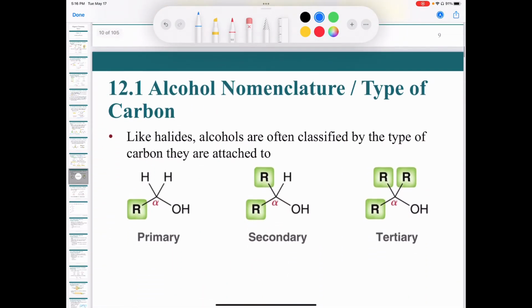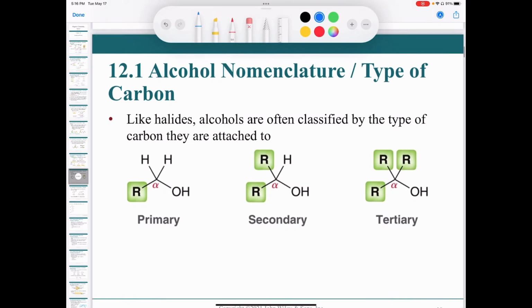Another thing that you've got to be able to do is to classify the type of carbon. And just like we saw with halides, alcohols are classified by the type of carbon that they are attached to. We can have primary, secondary, and tertiary alcohols. How do you determine whether you're dealing with a primary, secondary, or tertiary? Well, what you do is you look at the carbon that is directly attached to the oxygen of the hydroxyl group. We call that the alpha carbon.